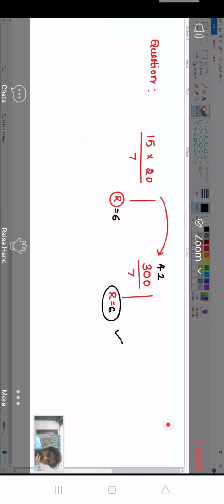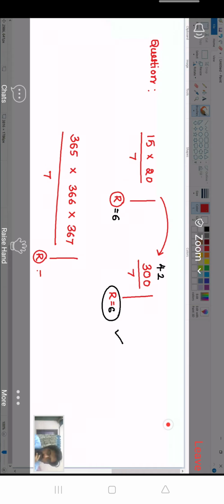But if you have a question projected like this, let's assume I have a question which is given as 365 into 366 into 367. If this number is divided with 7, what is the remainder in this case? Can you tell me the answer now? Fine. So just observe, in the previous one it was easy for us to find the product of these numbers and proceed with the solution.